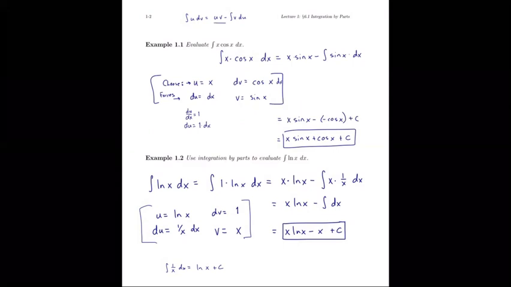So we go back up here to follow this structure, this template. It's u times v. So it's this function times this function, and that's outside of the integral. That gives us x times sine of x. And then it's minus the integral of v du. That is sine of x times, well, du is just dx. So we have sine of x dx.